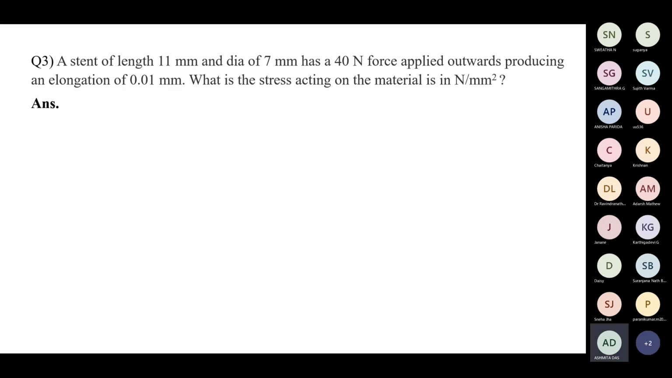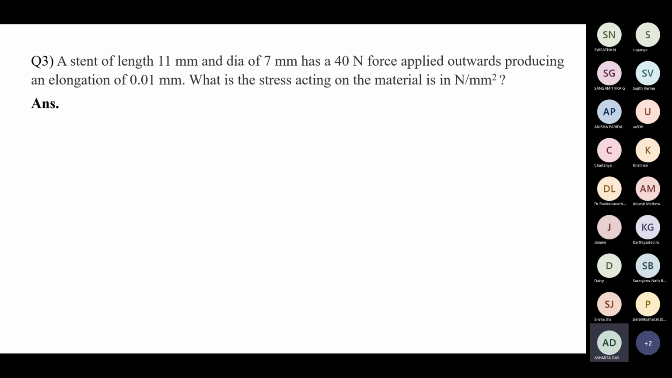So as per the question, first we take the initial length of the stent, that is equal to L. So L is equal to 11 millimeter. We are just rewriting the information in numerical form, in terms of the problem. The diameter of the stent is mentioned as 7 mm. So the radius will be r, that is 7 by 2, 3.5 millimeter.